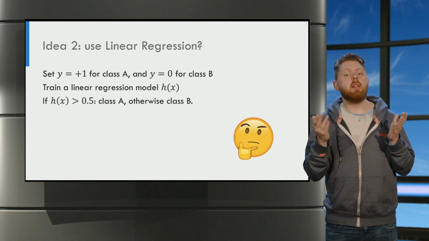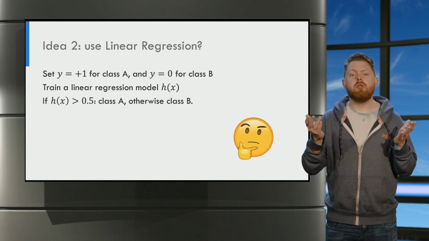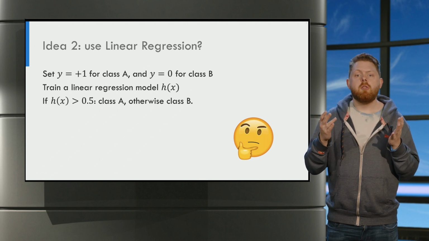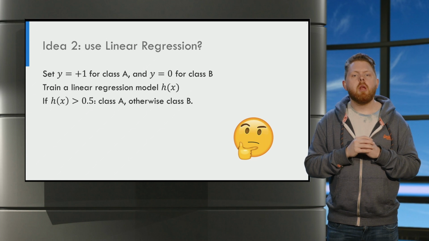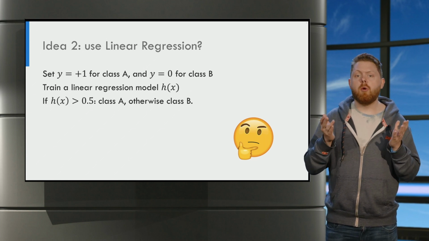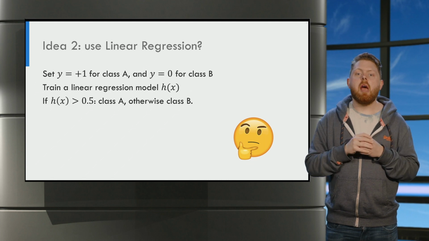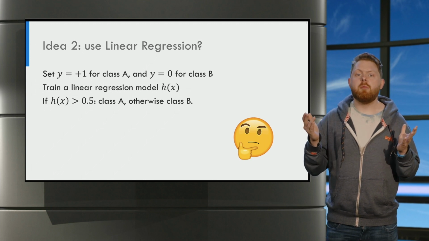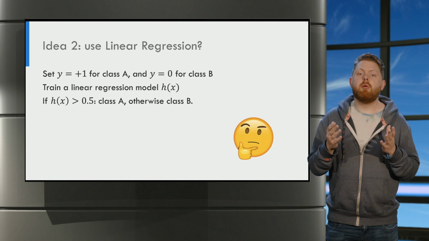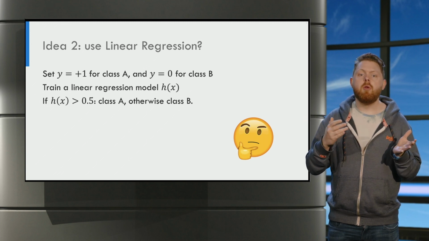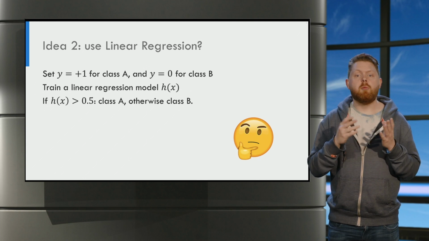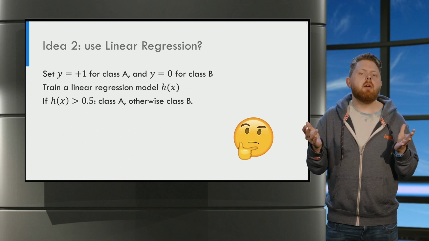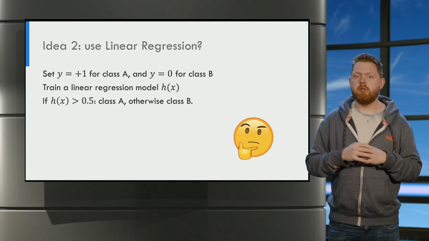Well, a second idea could be, why don't we just use linear regression? After all, we can train it iteratively, so let's see how that could work. Let's say we use y equals 1 to indicate class A, and we use y equals 0 for class B. Then we train our linear regression model on our data. If the prediction of the model is larger than 1/2, we say it's class A. If it's smaller than 1/2, we say it's class B. This is not a bad idea, but it also has several problems.